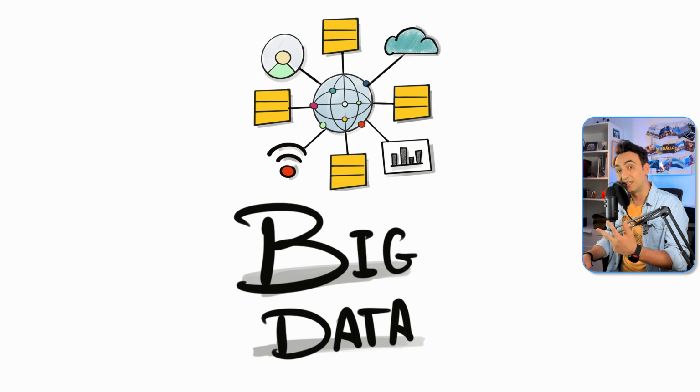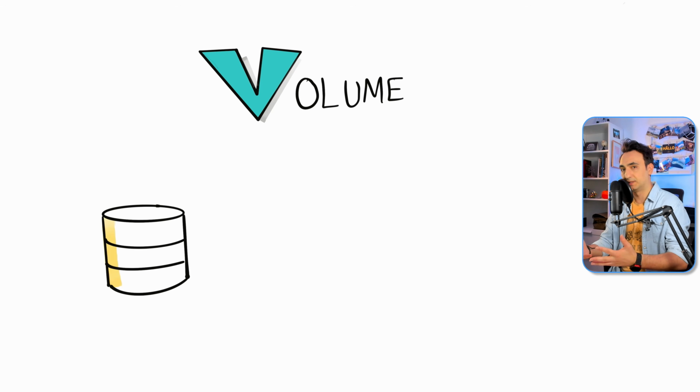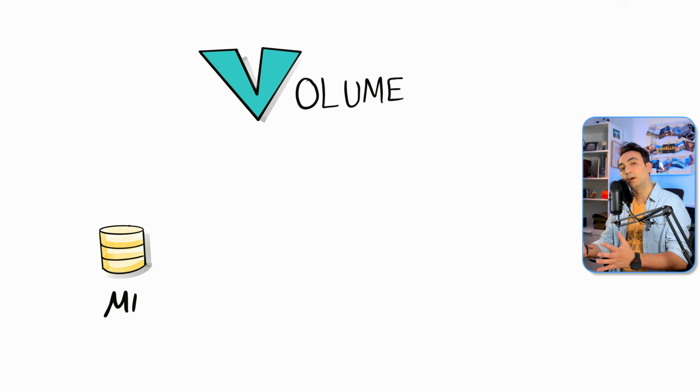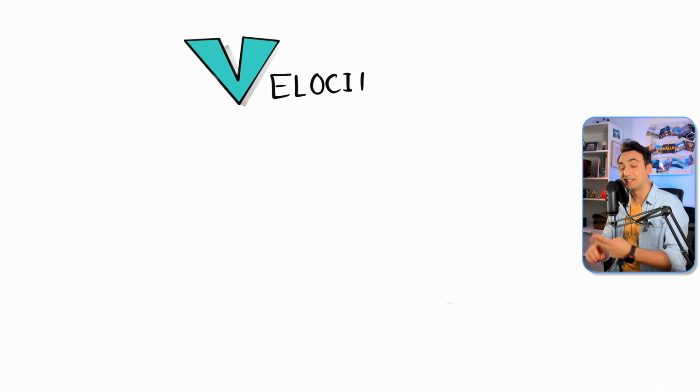There is 3 indicators that help us to understand whether our data is big, and they are defined by the 3 V's. The first V is volume. Well, big data is big. With the growth of the internet, mobile devices, social media, IoTs, the amount of generated data from those sources has grown dramatically.